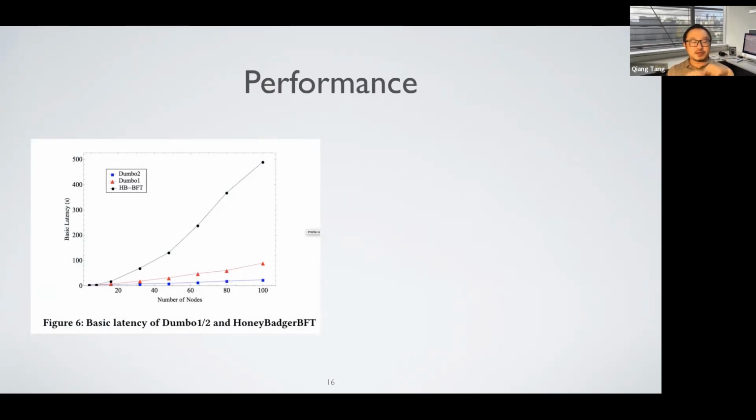So first, we can easily see that the original Dumbo has 2 protocols. I only explained Dumbo 2, forget about Dumbo 1 because Dumbo 2 is better. And when the scale goes up, we can see the latency of Honey Badger gets larger and larger, while Dumbo 2 slowly gets larger. It's still larger, but slowly gets larger.